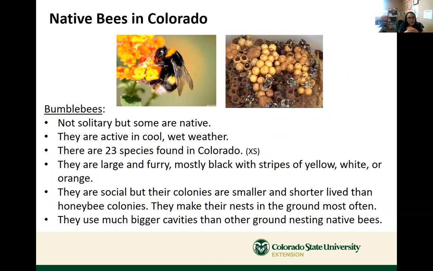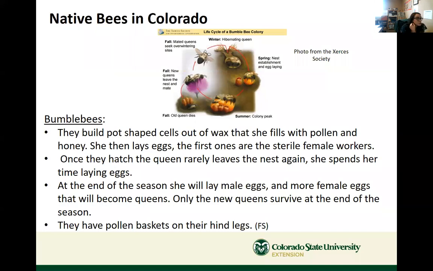They are social. Like I said, their colonies are smaller and they're shorter lived than a honeybee hive would be. Their hives are in the ground most often. And they have much bigger cavities than other ground nesting bees do. I have 2 slides on bumblebees because they're just so neat.